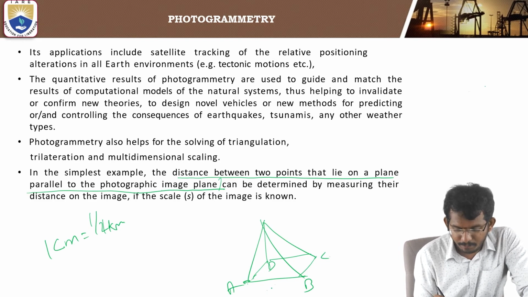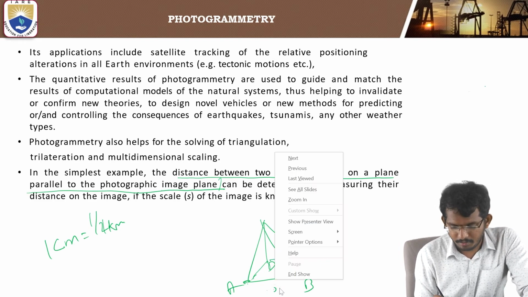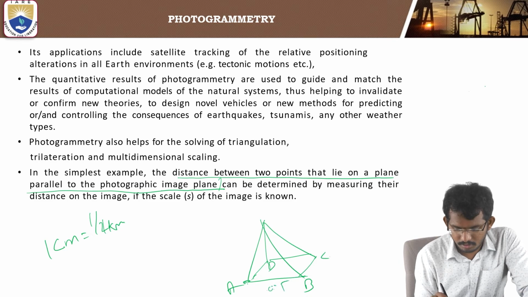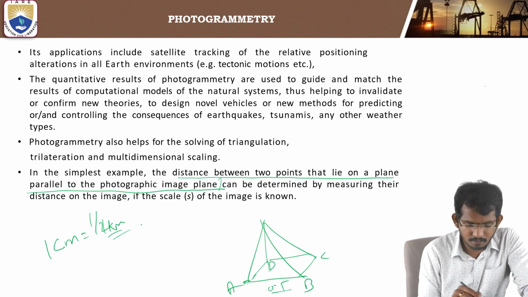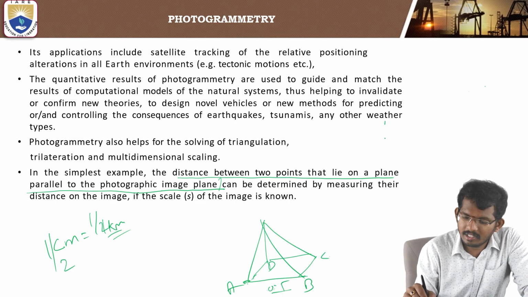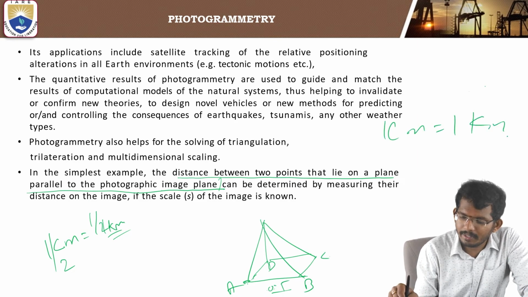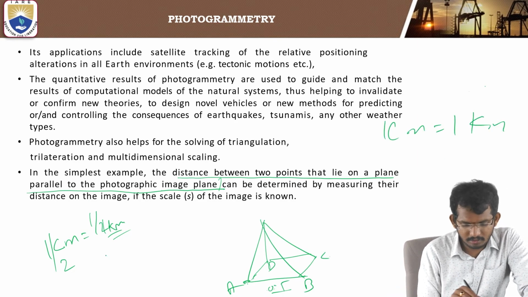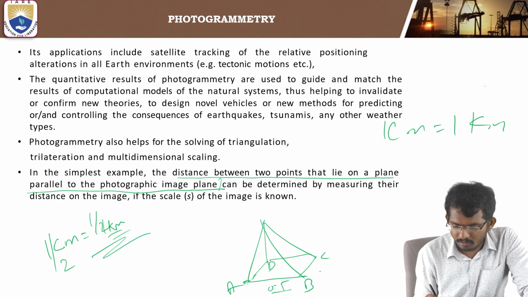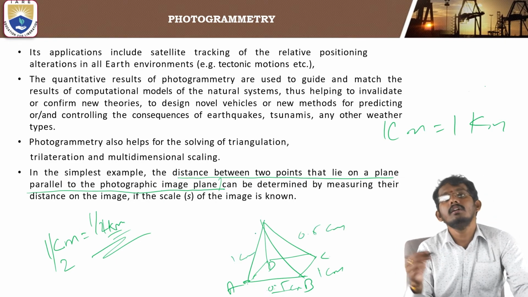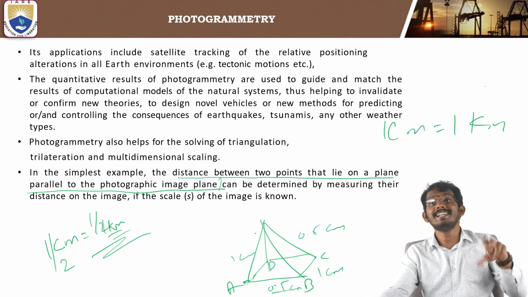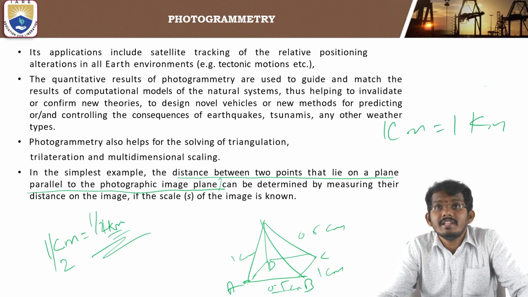I have measured the width of the pyramid. That is 0.5 centimeter on the image, and half a kilometer on the ground. If 1 centimeter is equal to 1 kilometer, then half a centimeter is equal to half a kilometer. Like that, we can determine the distance by measuring on the image.